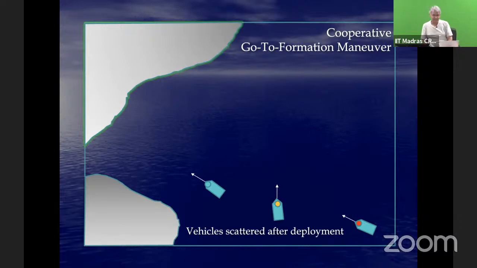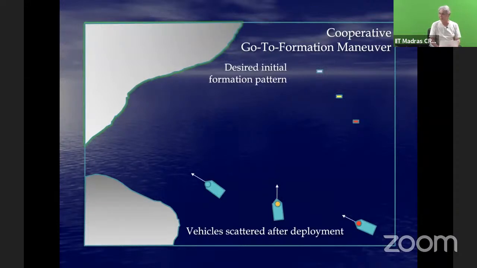This is insane. So then we decided to come up with this cooperative go-to formation maneuver, where the vehicles are scattered after deployment. Then you can, of course, read off where they are. And you have desired initial formation patterns. That's where they should go to. They should get there at the same time with the same speed. And they should do this maneuver.